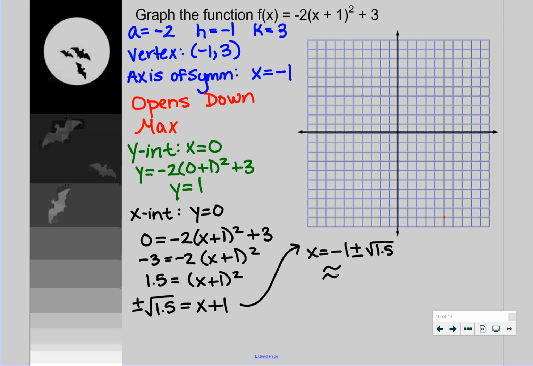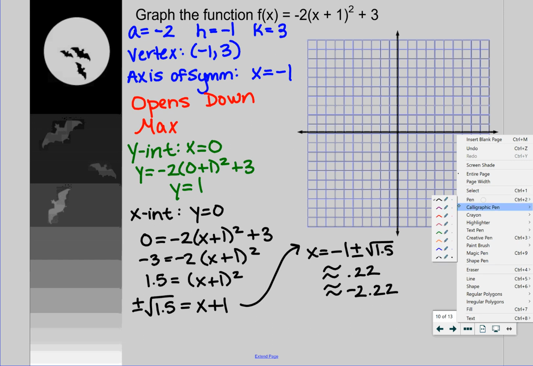And then that's kind of hard to graph, so let's go ahead and just approximate what those are so we can see where I'm going to make points on my x-axis. So if I do -1 plus the square root of 1.5, I get about 0.22. And if I do -1 minus the square root of 1.5, I'm going to get about -2.22. All right, so that's pretty much everything we could find here. You could also find domain and range, but we don't really need that for the graph.